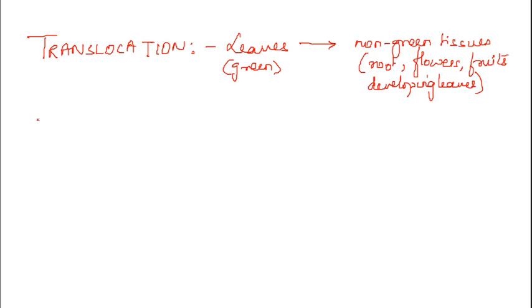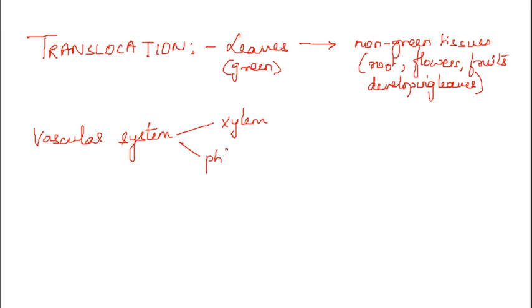What else do we need to know? How are they translocated from the leaves to non-green tissues? They are transported via the vascular system. The vascular system has two parts, xylem and phloem. Now we know that xylem transports water and minerals, and phloem transports food, hormones and other substances. We will see in this chapter what phloem transports.